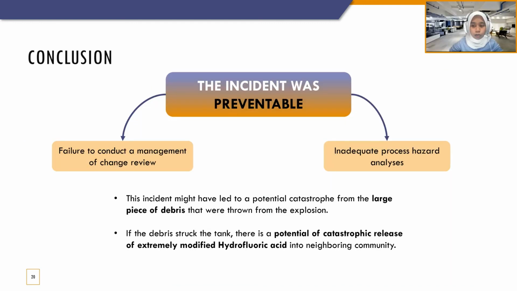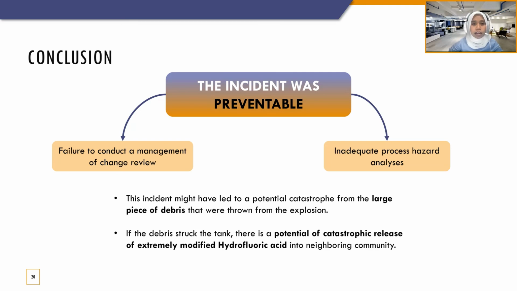As the conclusion of this case study, the incident was indeed preventable. The incident happened because of the process safety management deficiencies. ExxonMobil should have conducted a management of change review, which then would have been able to acknowledge the outdated variant of the FCC. Then they should have performed an adequate hazard analysis so that they could have identified more effective safeguards against the flow of hydrocarbons. This incident also has been a near miss towards a potential catastrophe.